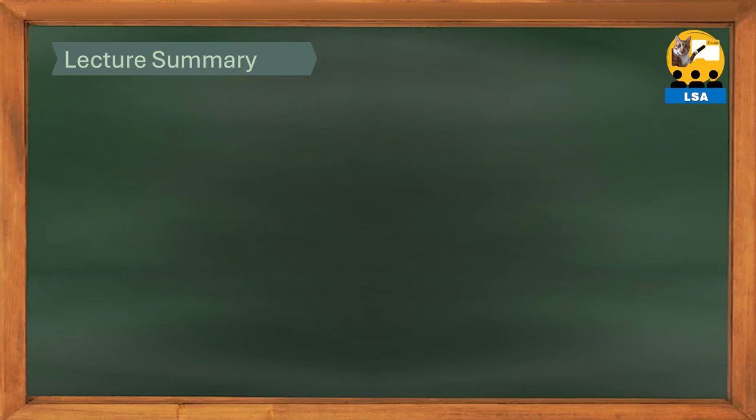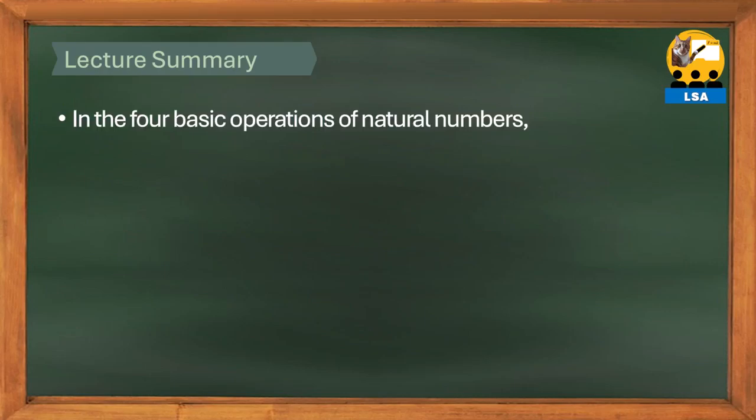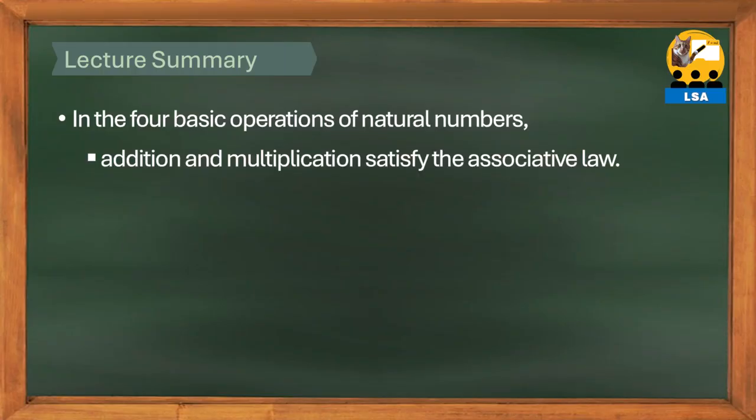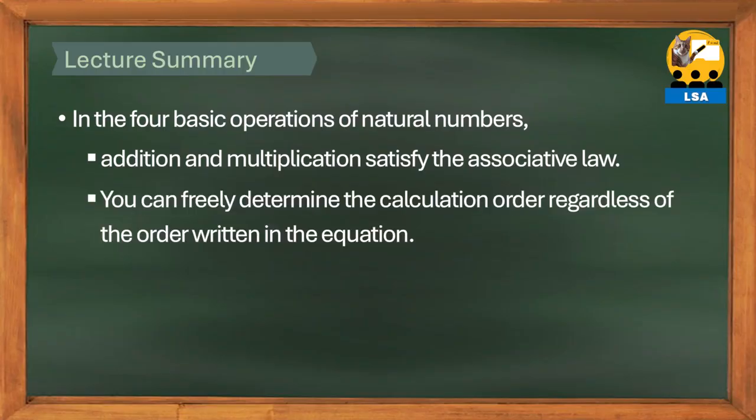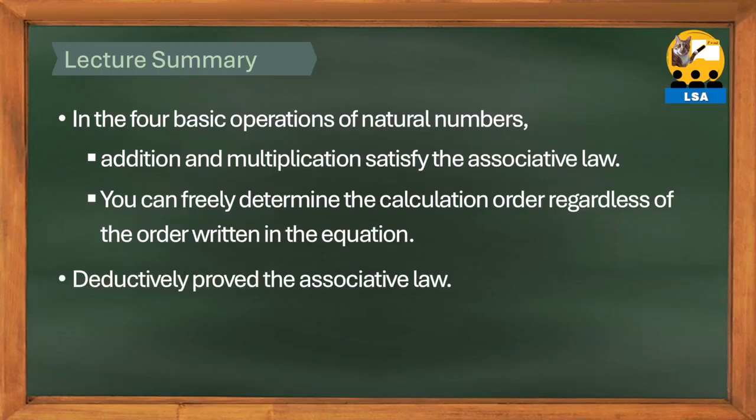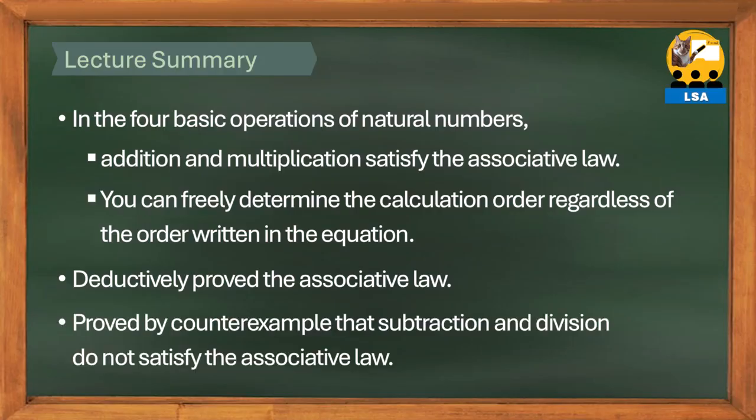So far, we have looked at how in the four basic operations of natural numbers, addition and multiplication satisfy the associative law, and by applying the commutative law together, you can freely determine the calculation order regardless of the order written in the equation. We also directly proved the associative law deductively. Furthermore, we proved by counterexample that subtraction and division do not satisfy the associative law.